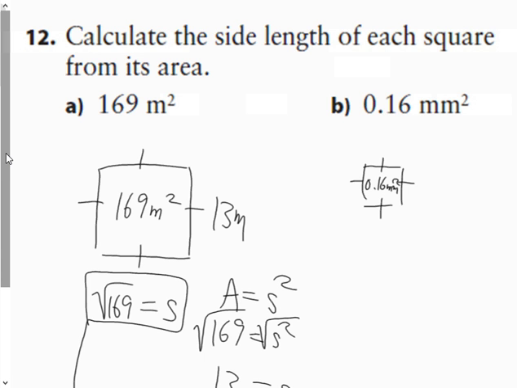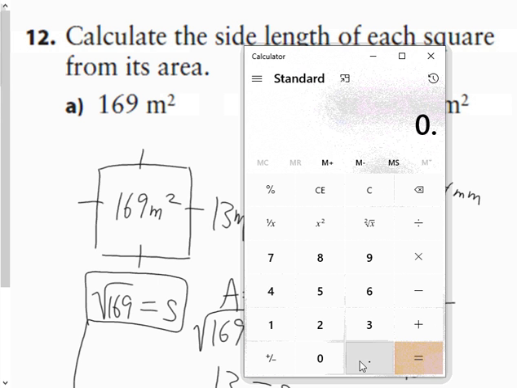16 hundredths millimeters squared, so therefore the square root of 16 hundredths, and therefore 4 tenths times 4 tenths is 16 hundredths, so therefore it's 4 tenths millimeters. Double check, of course, with a calculator. What is the square root of 16 hundredths? And it is 4 tenths.